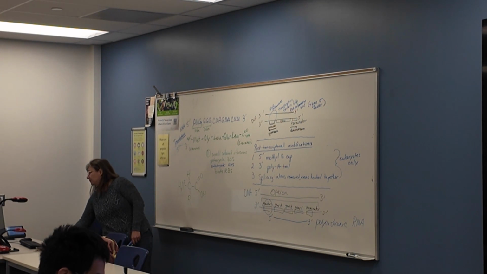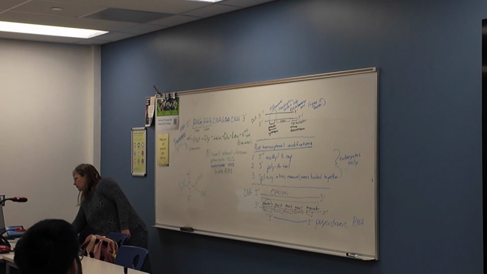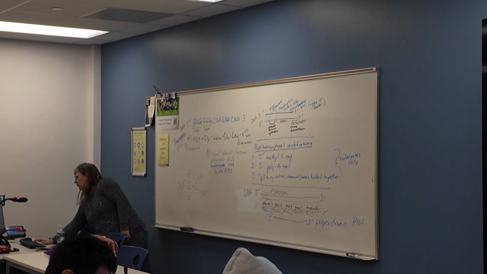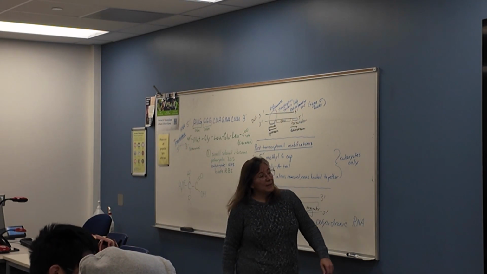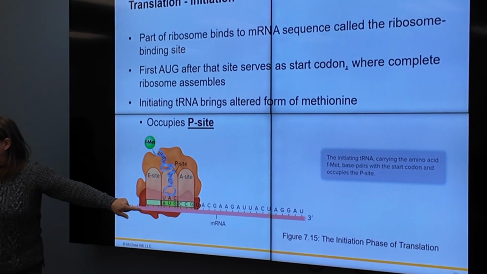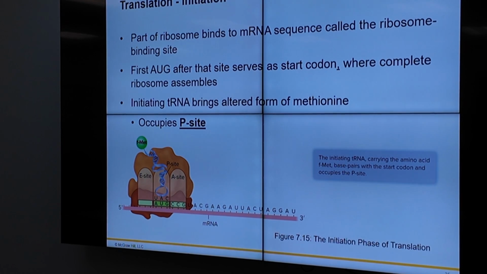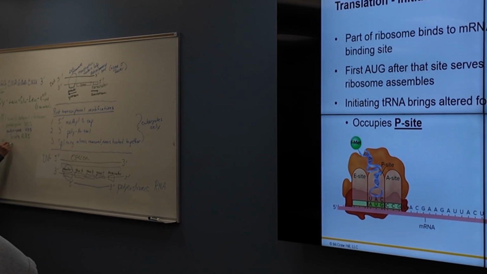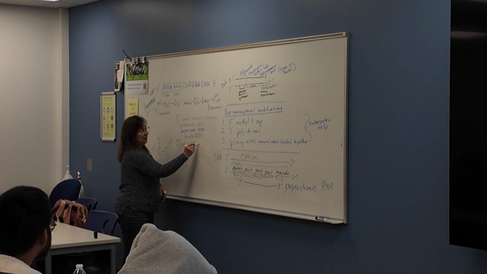Oh, there we go. So it's going to bind. The next thing that comes in is a tRNA. So after your small subunit comes in, a tRNA binds the RNA.